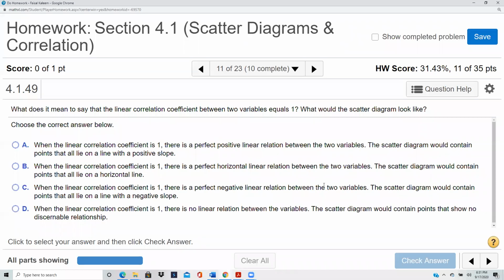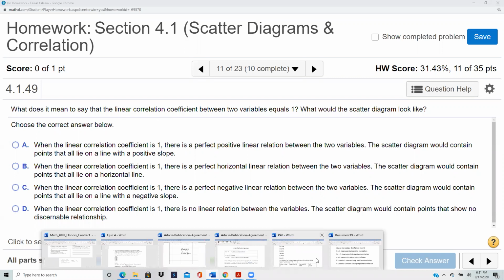What does it mean to say that the linear correlation coefficient between two variables is 1? What would the scatter diagram look like? So let's talk about the linear correlation coefficient.